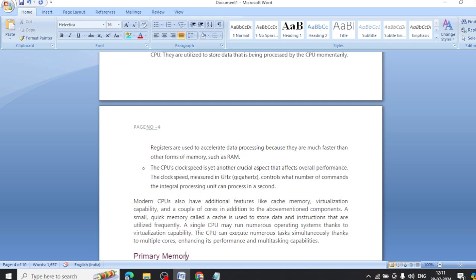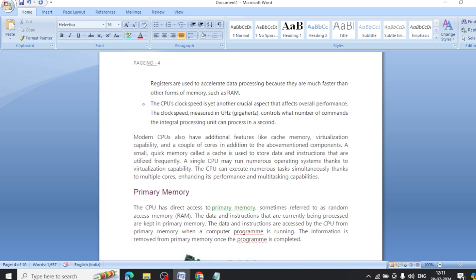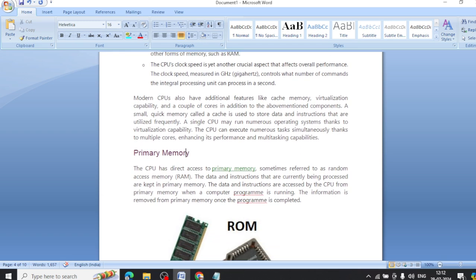The clock speed, measured in GHz, controls the number of commands the integrated processing unit can process in a second. Okay, modern CPUs also have additional features like cache memory, virtualization capability, and multiple cores in addition to the above-mentioned components. A small, quick memory called a cache is used to store data and instructions that are utilized frequently.